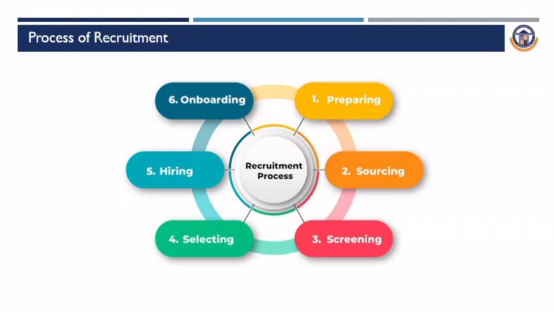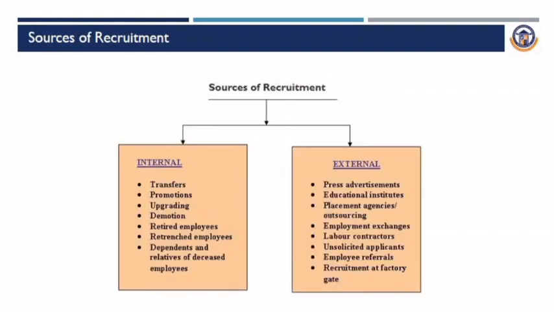Next we shall discuss the sources of recruitment. There are usually two kinds of sources of recruitment: internal sources and external sources. Internal sources are the sources through which the recruitment is done with the help of the sources which are available inside the organization, whereas in external, the recruitment process will be carried out with the help of sources which are available outside the organization.